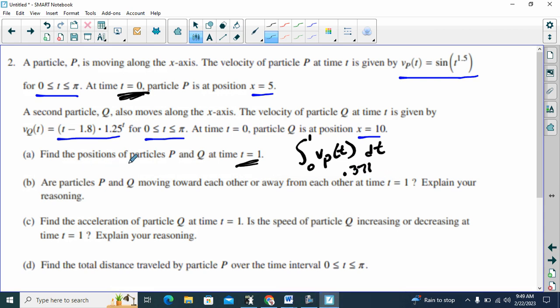It's asking for the position. We need to consider where it started, so we're just going to add on the 5 where it started, for a total position of 5.371.